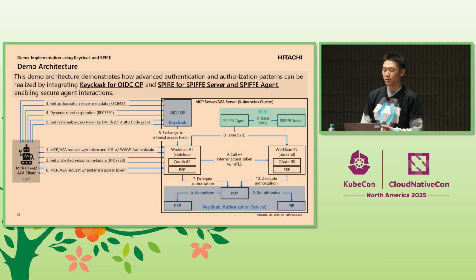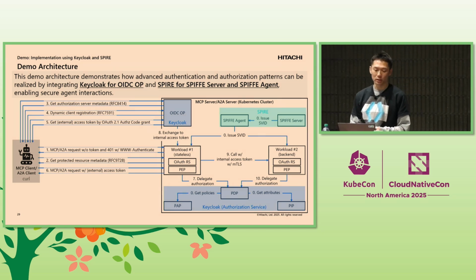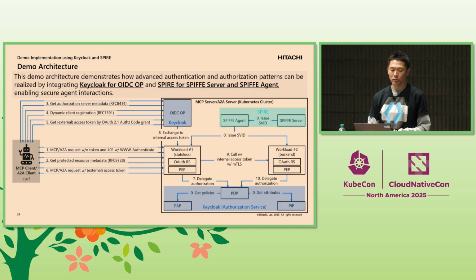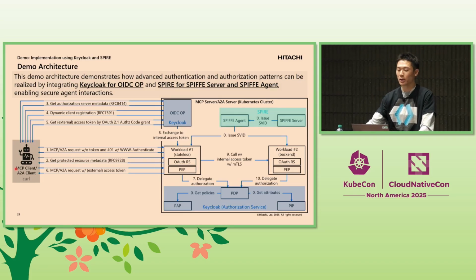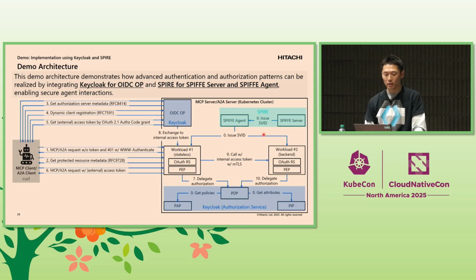This is today's demo architecture. We implement the advanced pattern and observe how it works in practice. First, we used curl as a simple MCP and A2A client, and Keycloak serves as the OIDC OP and PDP. Spire acts as the SPIFFE server and SPIFFE agent.